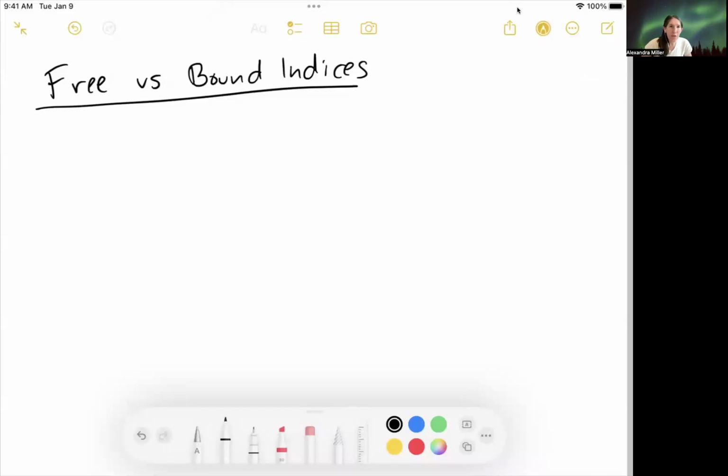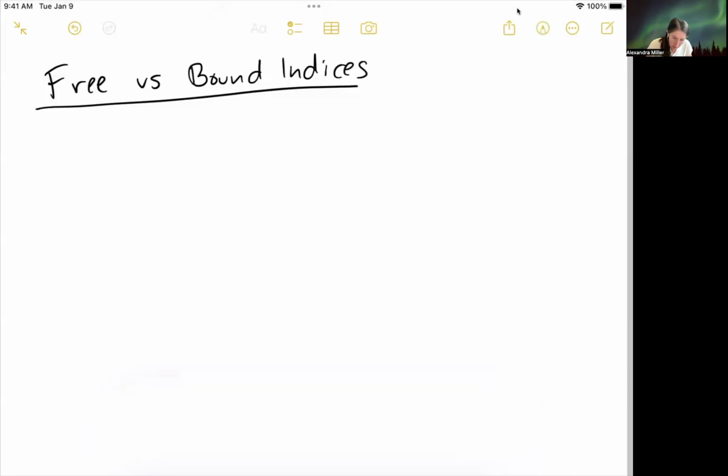In this video, I'm just going to briefly introduce some terminology of free versus bound indices, just so you know what people are talking about when they use those words. So in a tensor expression, all of our indices are going to be classified as either free or bound. They're one or the other, not both, not something else. Those are the two ways we can categorize them.